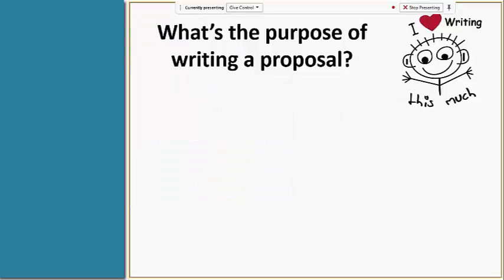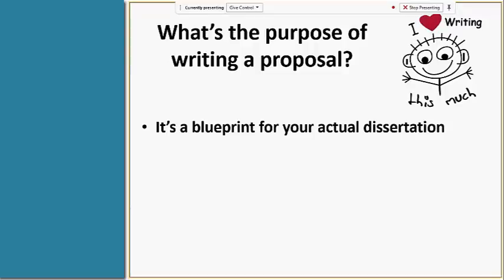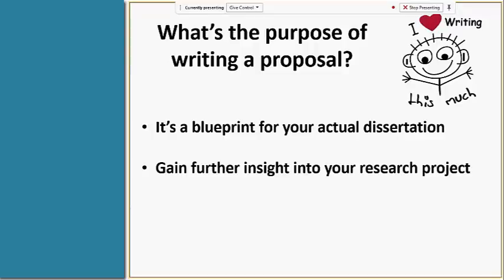What's the purpose of writing a proposal? First, it's a blueprint for your actual dissertation. It kind of lays out the groundwork from which you're going to build your research on. It's kind of like writing a recipe before you actually bake the cake. So you know what you're going to do before you do it. And it's a way to gain further insight into your research project.